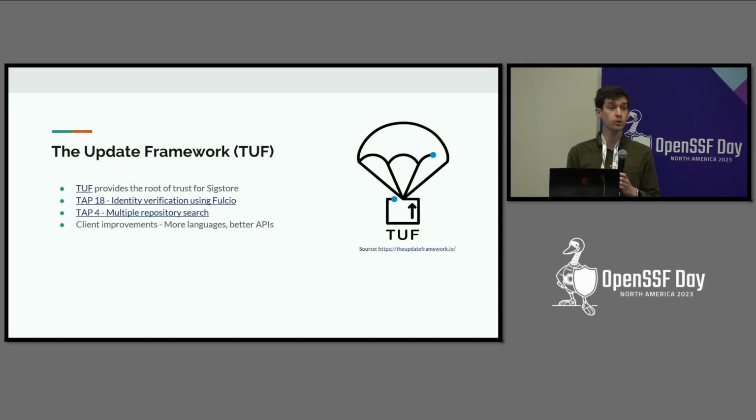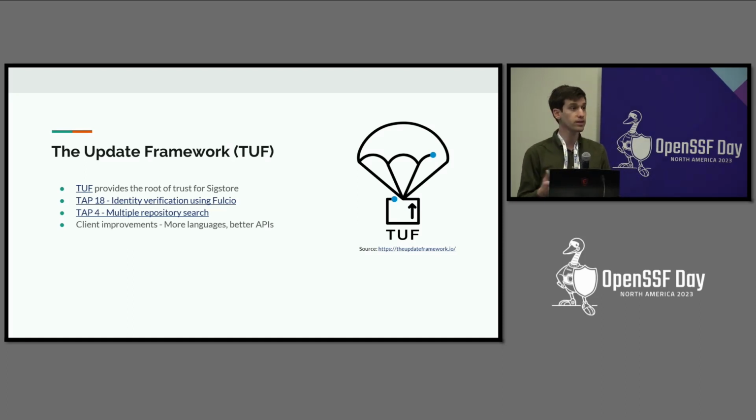Another improvement is on the client side, thinking about multi-repository search. And this is particularly useful for deployments where there's both a private deployment of Sigstore and a verifier needs to trust the public deployment of Sigstore. Right now, Sigstore clients have to be configured against only one environment, and it would be useful to be able to seamlessly search across multiple. There's also a lot of opportunities for improvements on the client side, thinking about implementing the TUF specification in other languages, or improving the existing APIs for TUF clients.